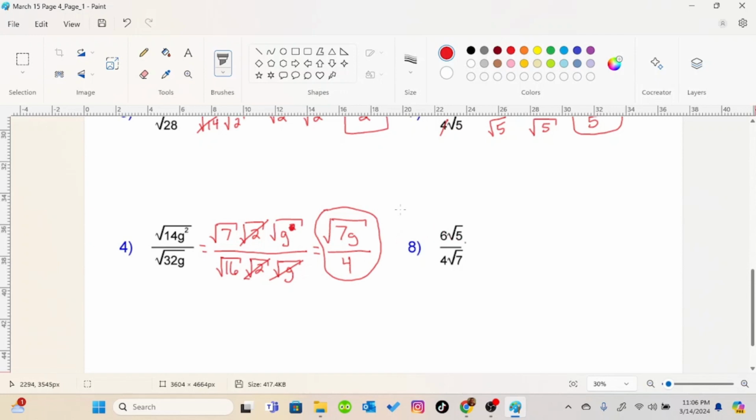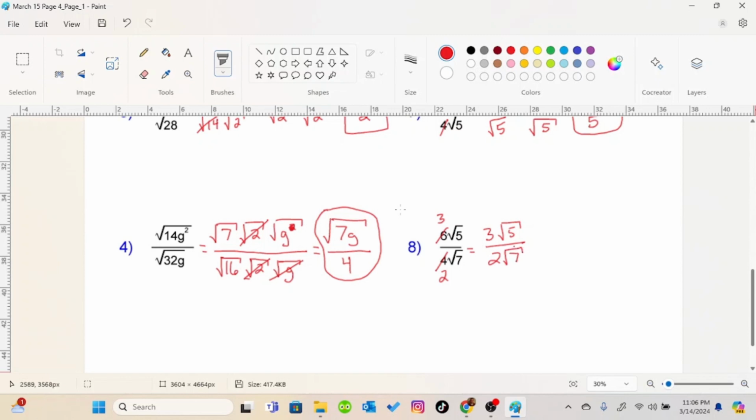And finally, number 8. This is the last problem in our worksheets today. We have 6 times the square root of 5 on top and 4 times the square root of 7 on the bottom. 2 goes into 6 3 times, and 2 goes into 4 twice. So now we have 3 times the square root of 5 over 2 times the square root of 7.